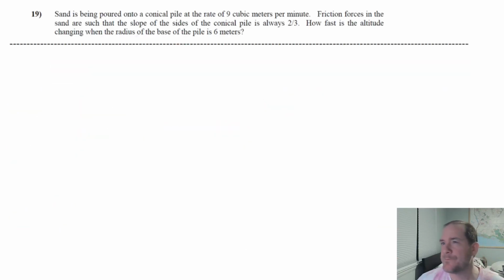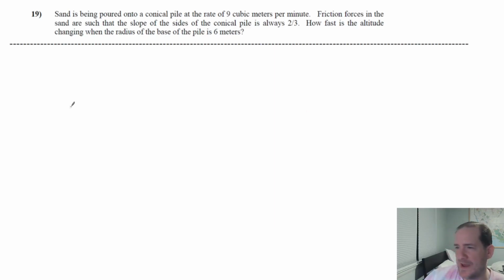On we go. All right, this guy says sand is being poured onto a conical pile at a rate of 9 cubic meters per minute. Friction forces in the sand are such that the slope of the sides of the conical pile is always 2 to 3. How fast is the altitude changing when the radius of the base of the pile is 6 meters?